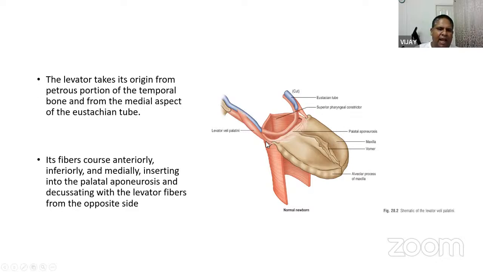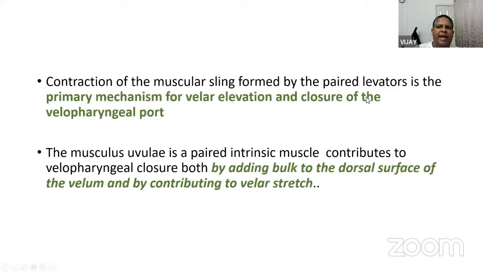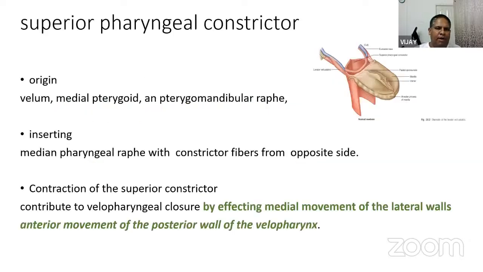This is the palate, and it inserts into the palatal aponeurosis. Here you can see there is an interdigitation of the levator palati with the contralateral levator fibers. Okay. So contraction of this muscle sling formed by the paired levators is the primary mechanism for velar elevation and closure of the velopharyngeal port. Musculus uvulae is a muscle over the dorsum. It just adds bulk to the dorsal surface and contributes to the velar knee, but that's not important.